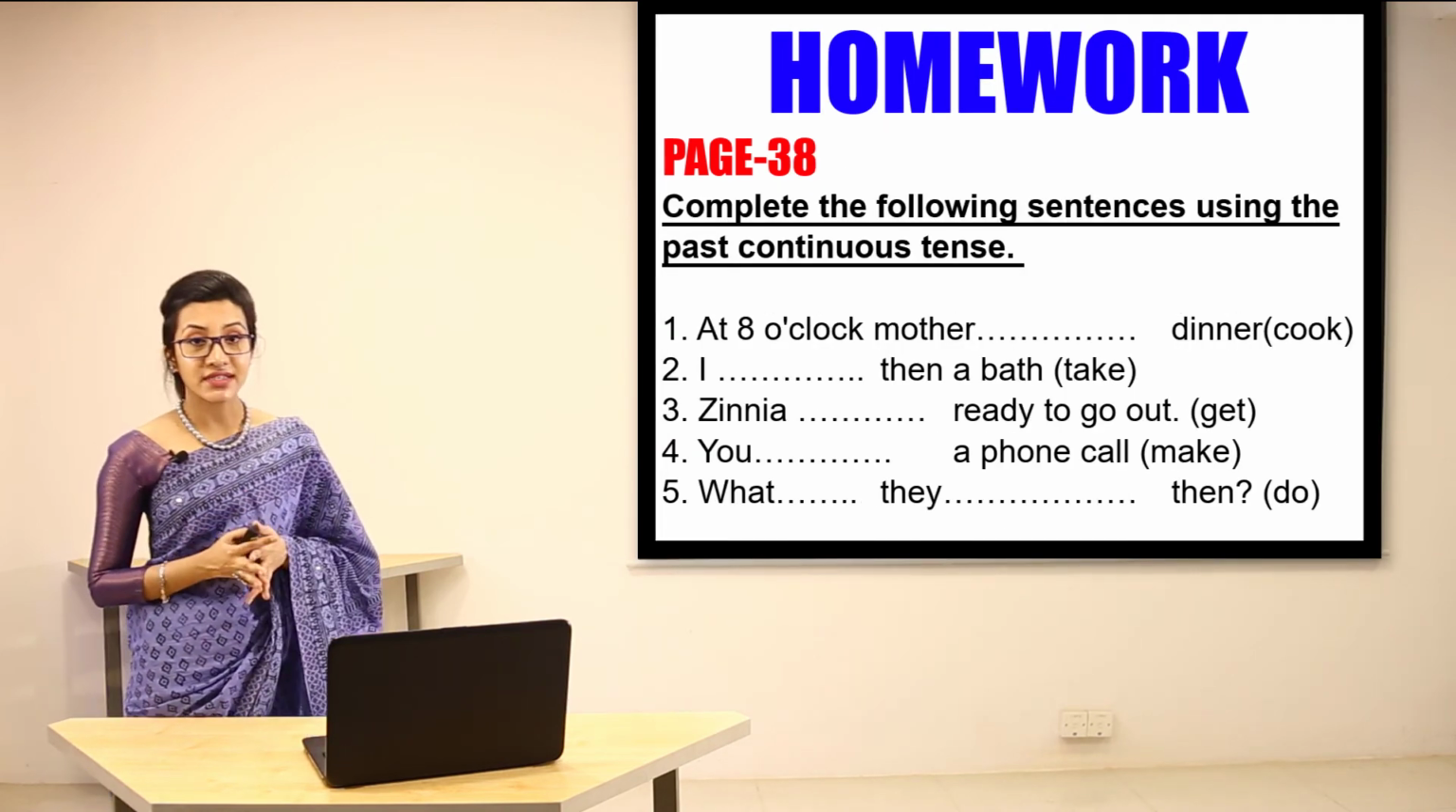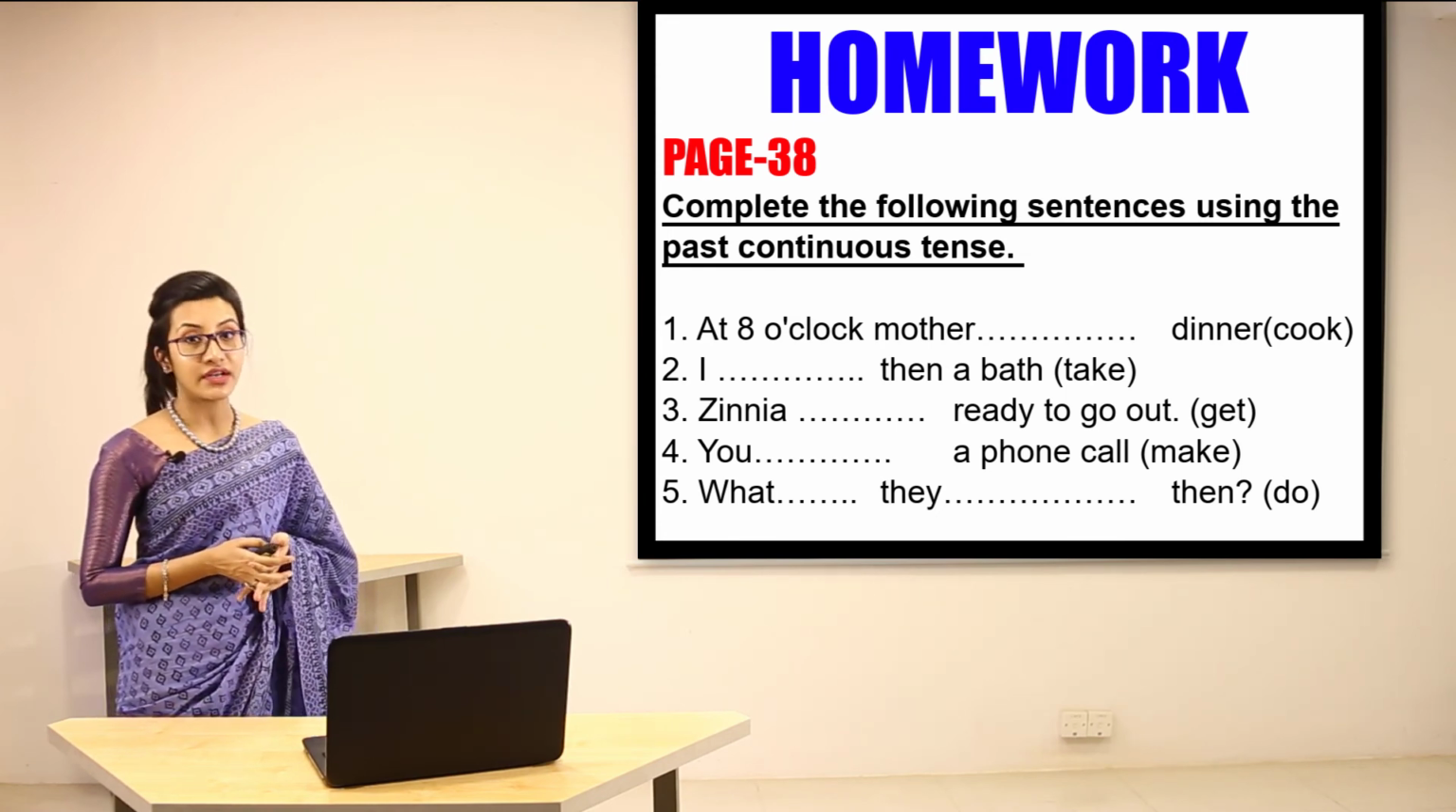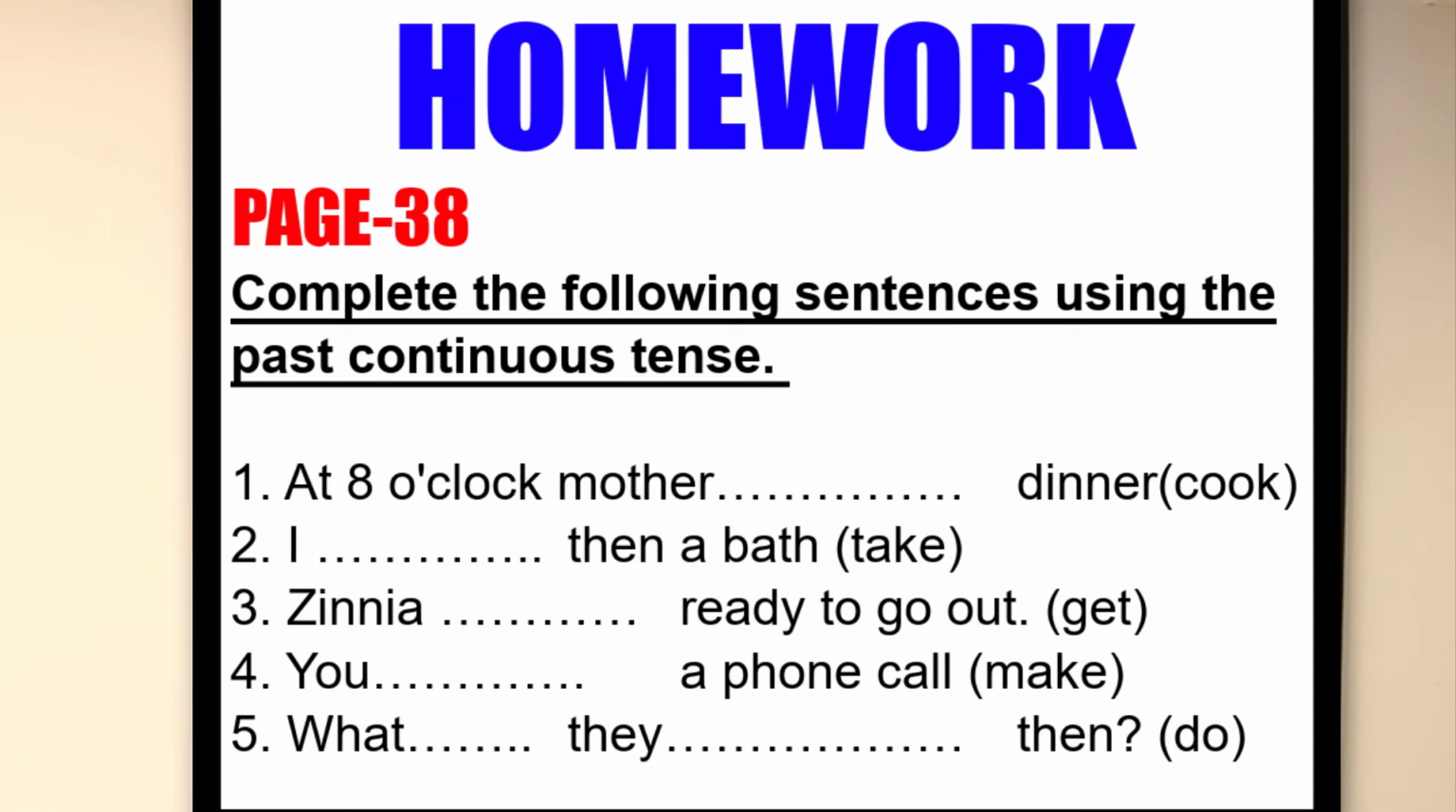There is another exercise that I have for you as homework. It can be found at page number 38. Complete the following sentences using the past continuous tense. So there are several sentences, 5 sentences given here. Also, there have been used some verb in the bracket. We have to use them in past continuous tense in the blank.